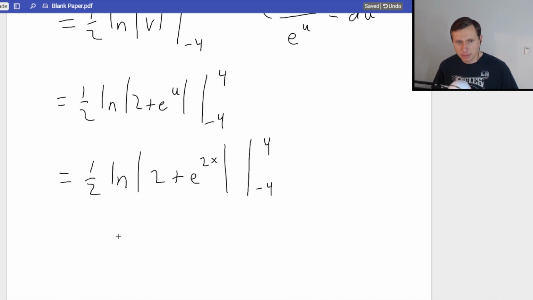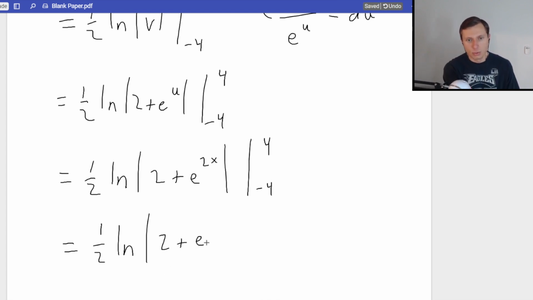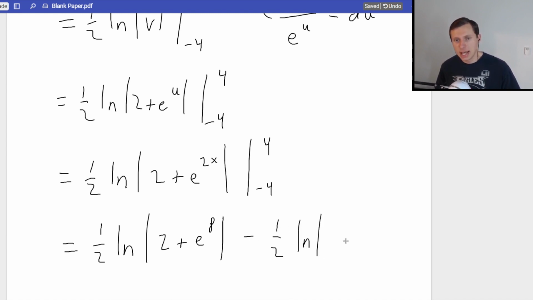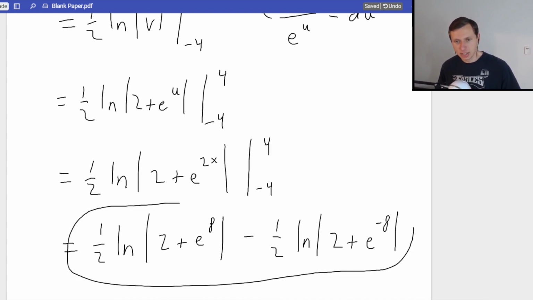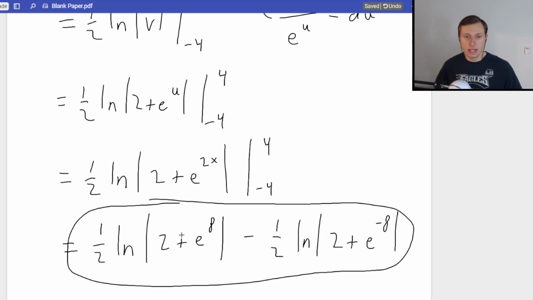This is not going to be a pretty answer, I'll just tell you that right now. But we'll get a final answer of 1/2 natural log of the absolute value of 2 plus e to the, well, 2 times 4 is 8, so 8th power. We can't simplify that. And then minus 1/2 natural log absolute value of 2 plus e to the 2 times -4 is -8. This is about as simplified as we can get, actually, so I'm fine with this. Any questions on this one? This was just not a good problem, in my opinion.